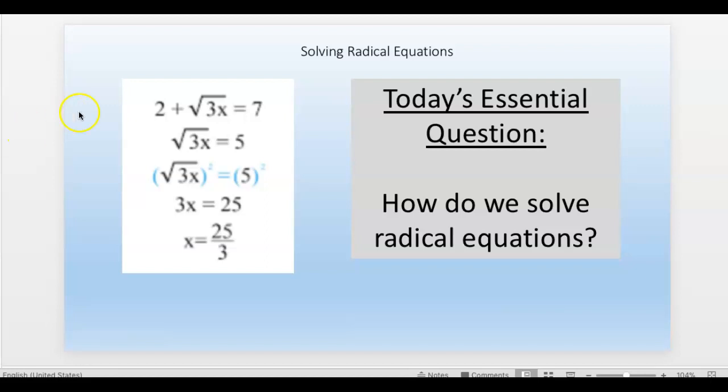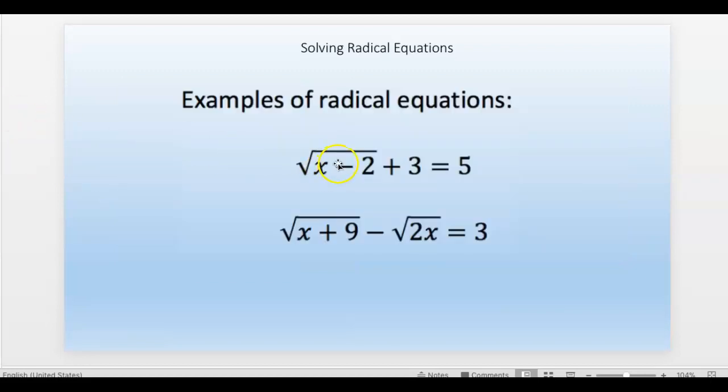All right, here's an example of one right here. Can we isolate this radical term and then square both sides? Because that gets rid of the radical sign then. Squaring both sides gets rid of the radical sign. And then you can solve for x.